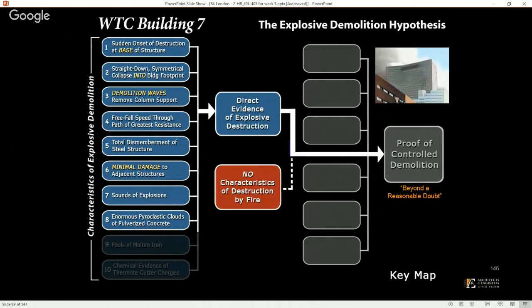But we believe that this is direct evidence of explosive destruction so far, these first 8 features, and we'll look more at features 9 and 10 with extreme heat evidence next week. But so far, this is direct evidence of explosive destruction and fire. The official cause of this building's collapse can't explain any of these, we think, let alone all of them.